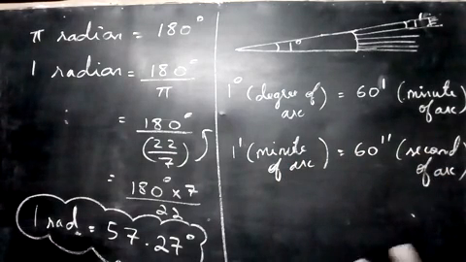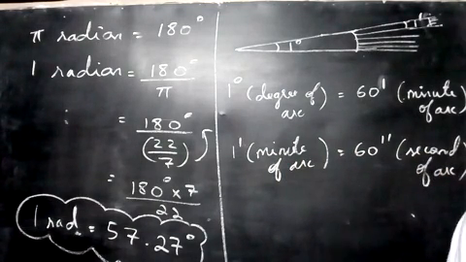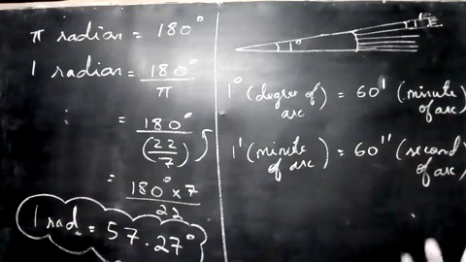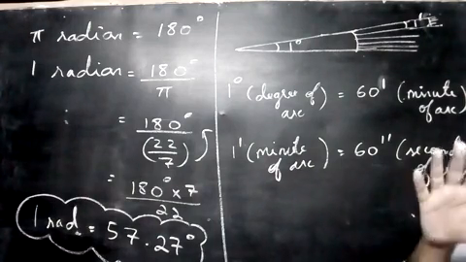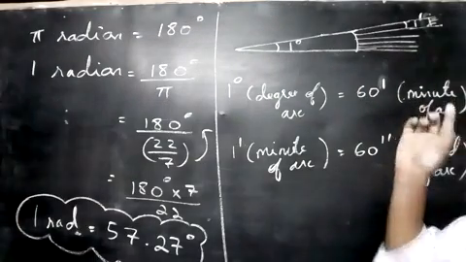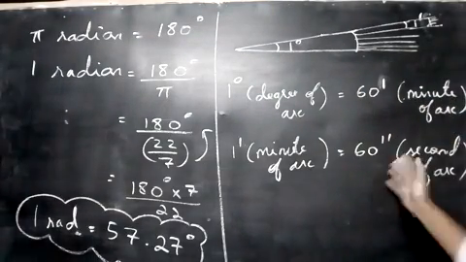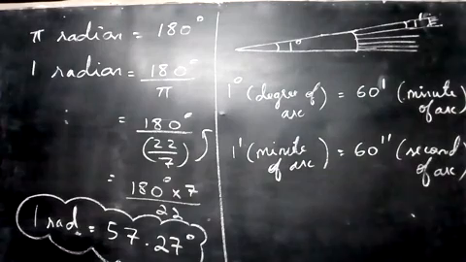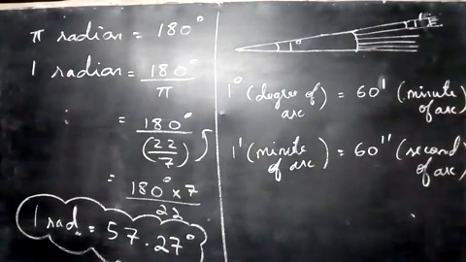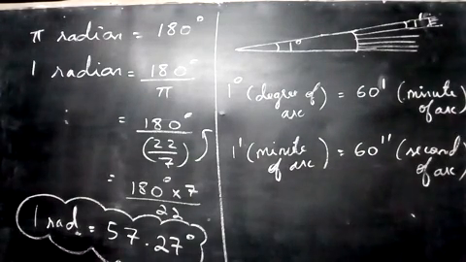This we'll use while measuring astronomical things. When you want to measure the angle between one planet and another planet, or the diameter of a planet and all, we'll use these seconds or minutes. This all we'll use in the coming classes. Next we'll see some more important definitions.